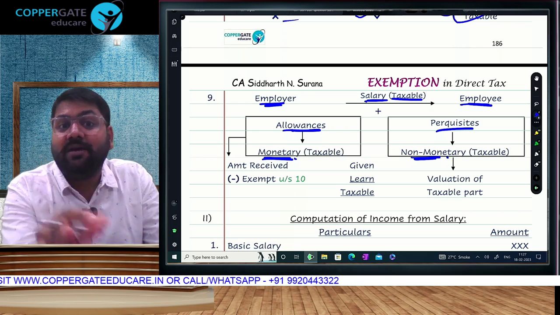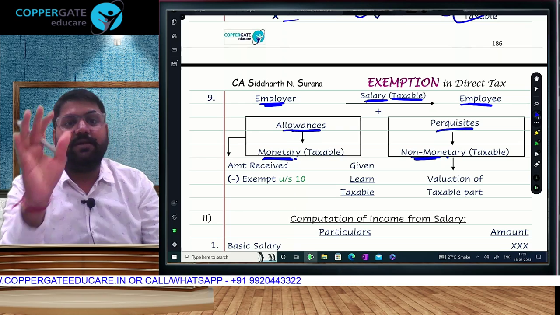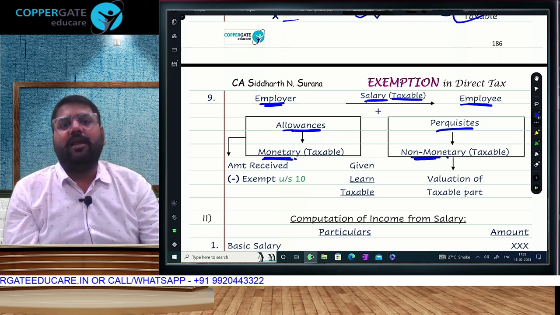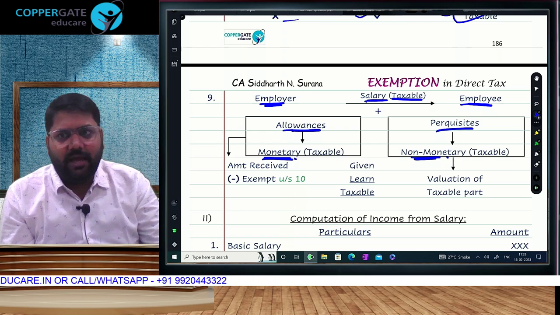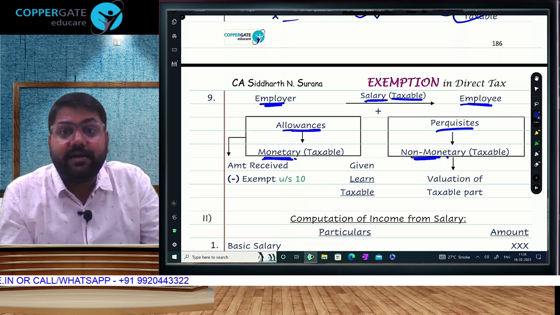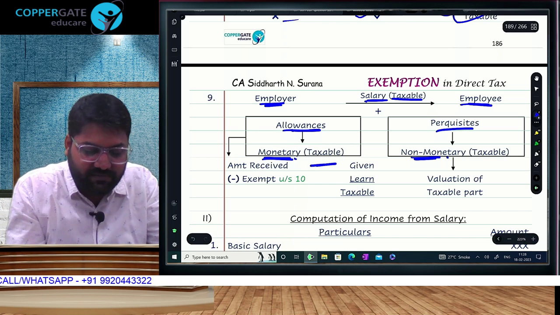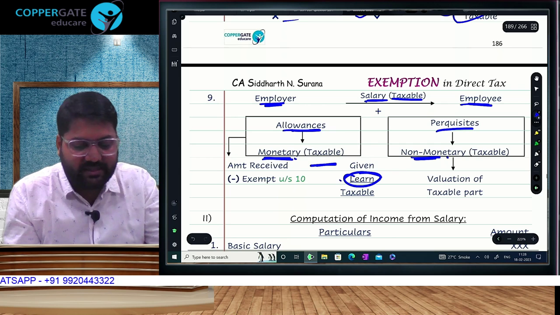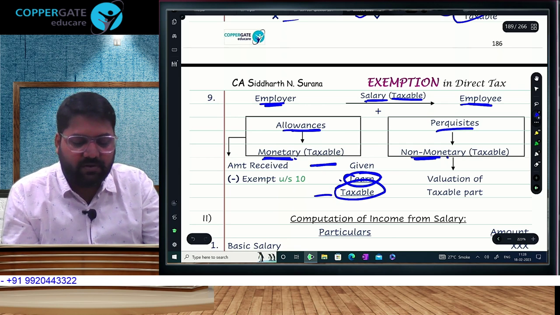When the boss gives you money, take this money, pay rent of your house. Take this money, bring tiffin to office. Take this money, it will help you to travel. Take this money, it will help you to do something in your life. Then it is called allowance. There will be an amount received from that. Sometimes there is some exemption given. The balance will be taxable. This will go in your income.